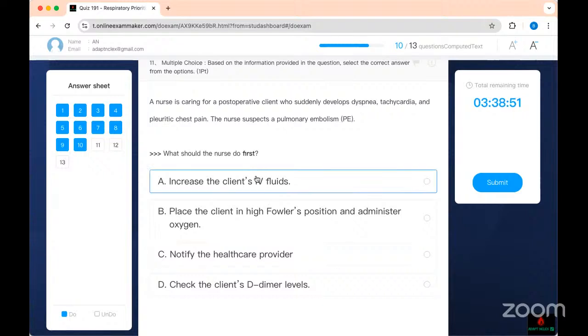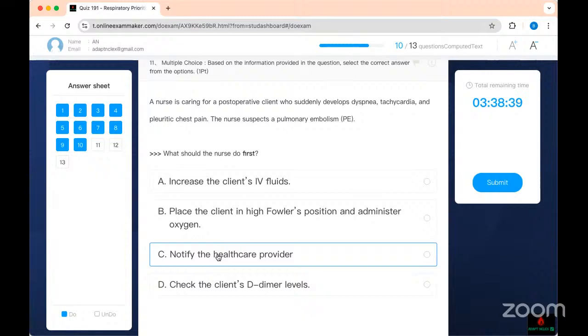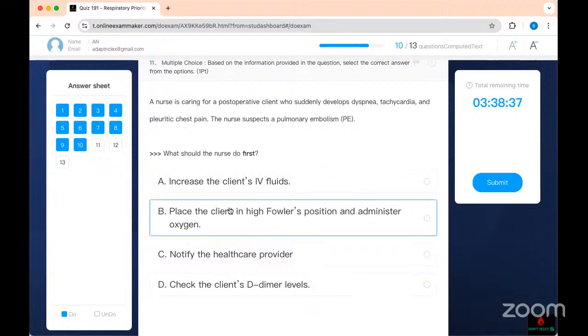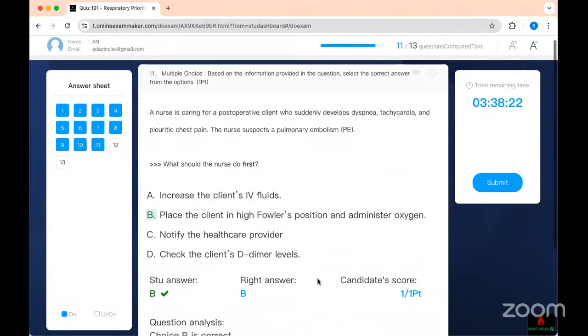IV fluid is going to worsen the situation. D-dimer, yes, you check D-dimers. D-dimers are checked to see if there's a clot, a fibrin clot product. Of course, you're going to notify the provider, but this does not need any orders from the provider. Always pick an answer choice that does not need orders. Place the patient in high Fowler's and give them oxygen. It's not going to require orders from the provider. Therefore, that's the best answer.